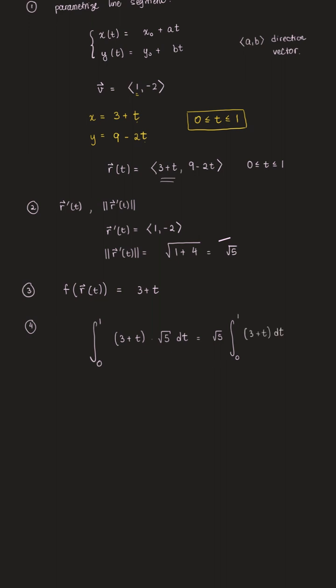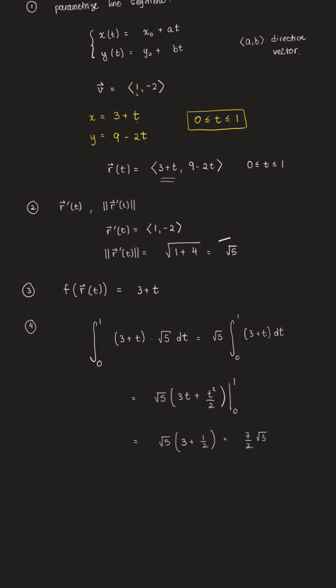And we can integrate this integral. We have root 5 times 3t plus t squared over 2 from 0 to 1. When we put 1 in, I have the square root of 5 times 3 plus 1/2. And when we put 0 in, it's just 0. And so this is going to be 7/2 root 5.